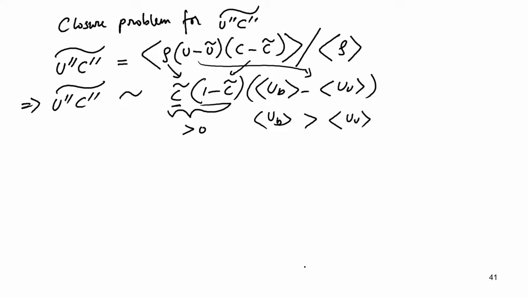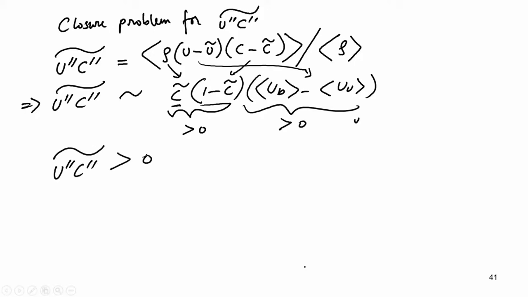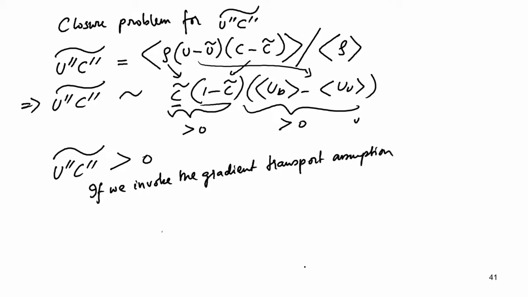Because of gas expansion, the burnt gas velocity must be greater than the unburnt gas velocity. This is of course for a one dimensional statistically planar flame that we are talking about here. And then this implies that this is a positive quantity and this is a positive quantity. So then it means u prime c prime is a positive quantity. Now if we invoke the gradient transport assumption, we should have written minus the averaged u prime c prime is equal to a turbulent diffusivity times dc/dx, right.